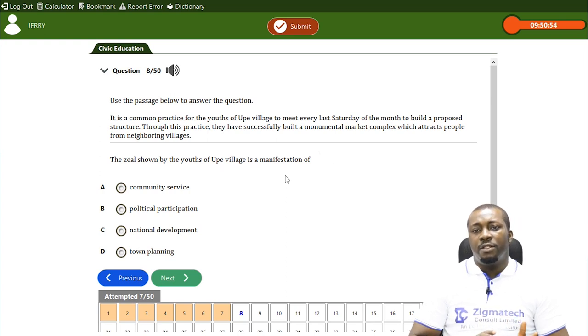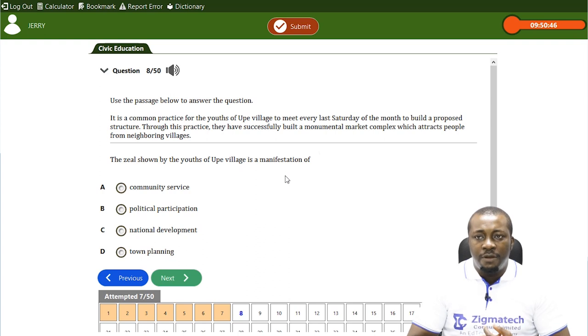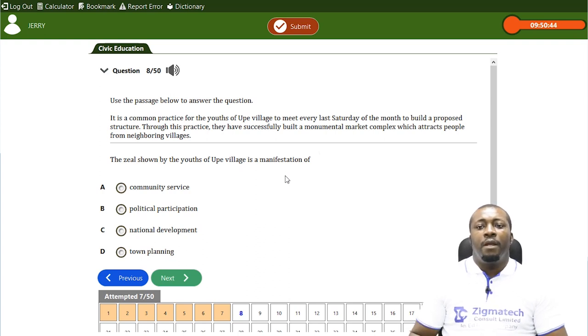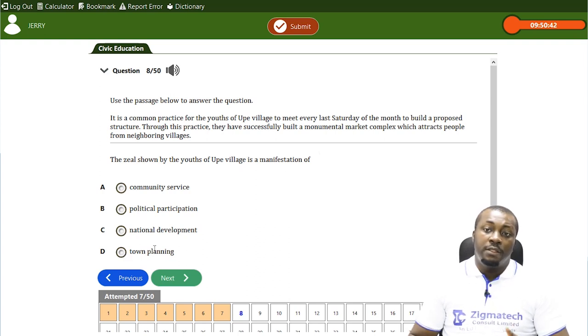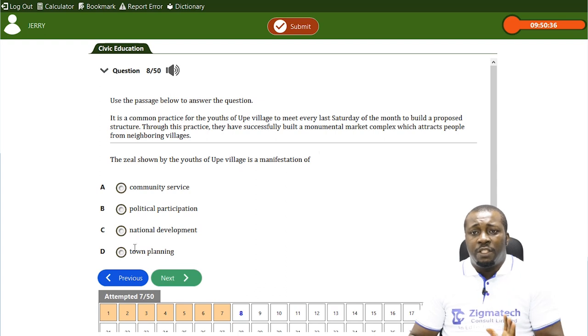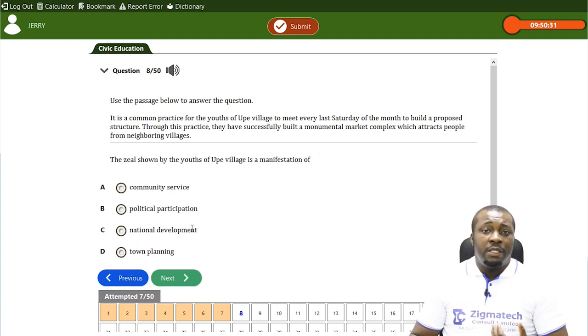Now, this tests your knowledge of the first topic you did in SS1, which is about values. If you look at the values we talked about, town planning, yes, they may be doing something related to town planning by setting up a structure, but it's not a manifestation of what we're talking about. Now, national development, it can contribute to national development.